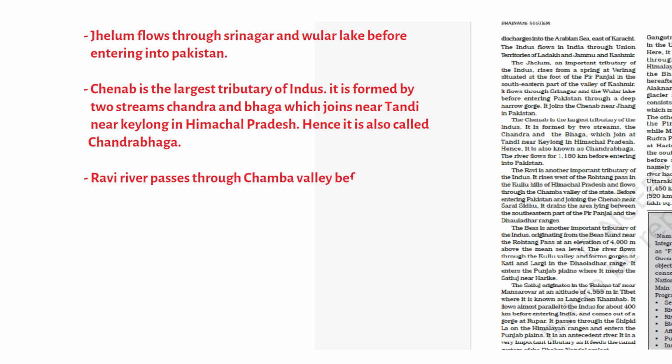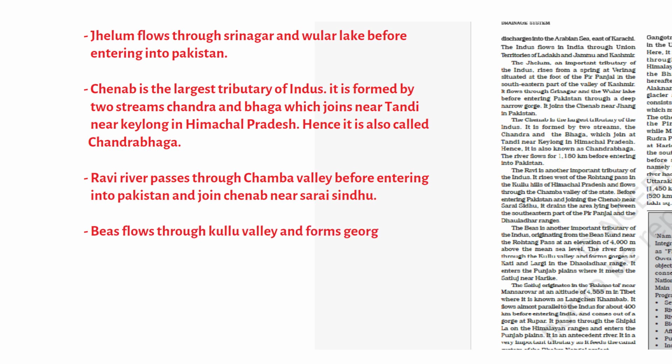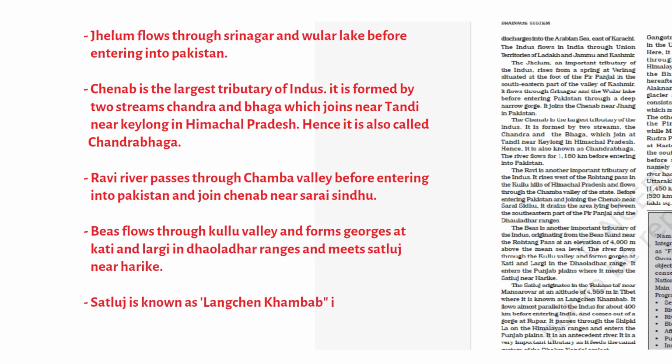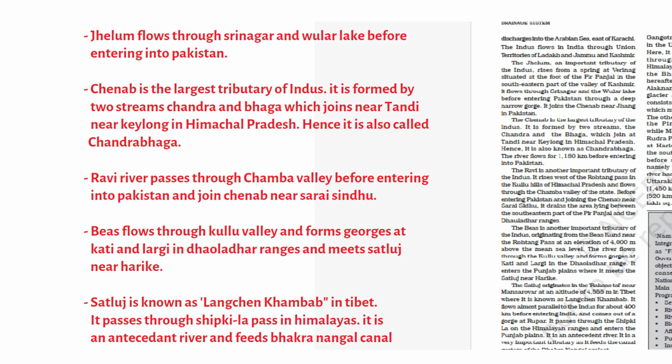Ravi River passes through Chamba Valley before entering into Pakistan and joins Chenab near Sarai Sindhu. Beas flows through Kullu Valley and forms gorges at Kati and Largi in Dhauladhar ranges and meets Satluj near Harike. Satluj is known as Langchen Khambab in Tibet. It passes through Shipki La Pass in Himalayas. It is an antecedent river and feeds Bhakra Nangal canal system.